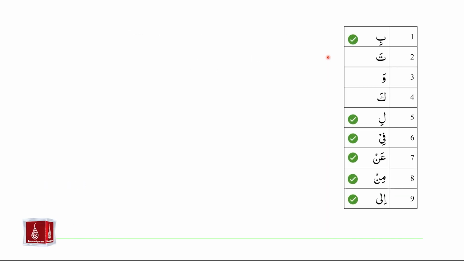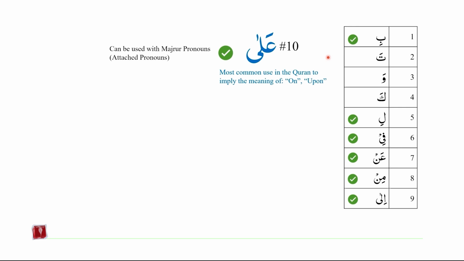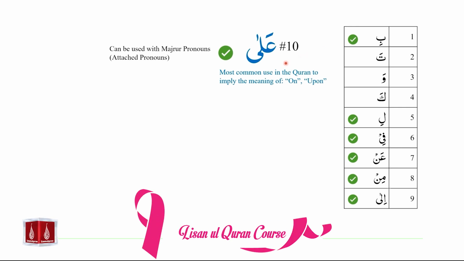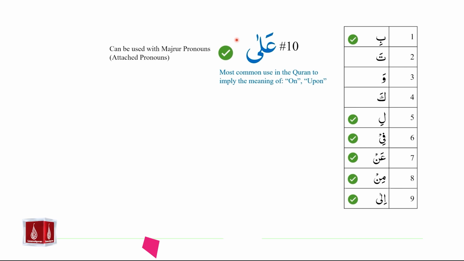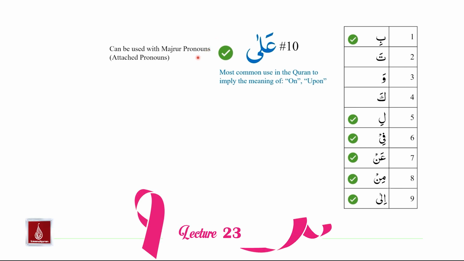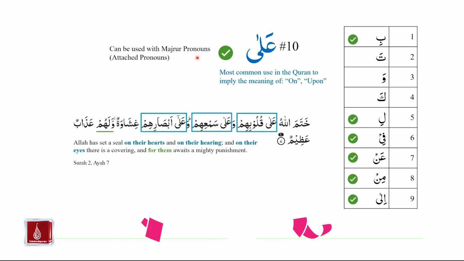Our next harf-jar is ala. This is the 10th harf-jar that we will be studying. Ala is most commonly used in the Quran to imply the meaning of on or upon. Ala can also be used with majroor pronouns or attached pronouns. A good example of the use of ala in the Holy Quran comes from Surah Muhammad, ayah number 7.